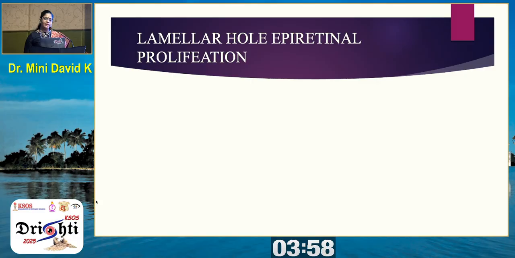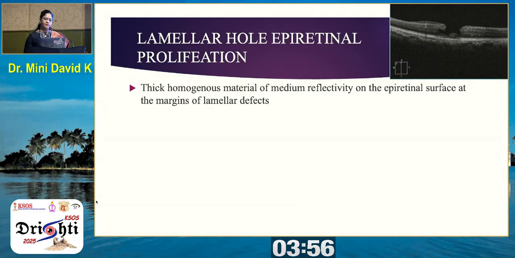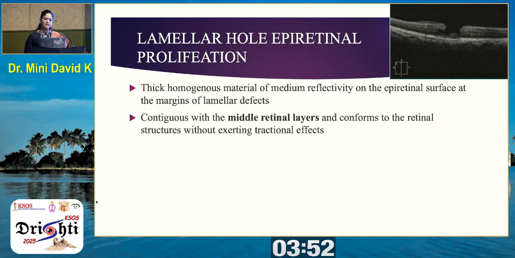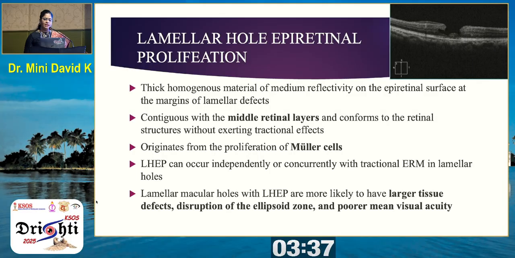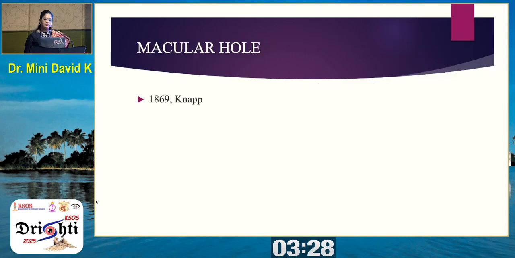Next is lamellar hole associated epiretinal proliferation. It's a thick homogeneous material of medium reflectivity on the epiretinal surface at the margin of lamellar defects, contiguous with middle retinal layers and conforming to the retinal layer structures without exerting tractional effects. It originates from the proliferation of Muller cells. It can occur independently or concurrently with tractional ERM in lamellar holes. Lamellar holes with LHEP are more likely to have larger tissue defects, disruption of the ellipsoid zone, and poorer mean visual acuity.